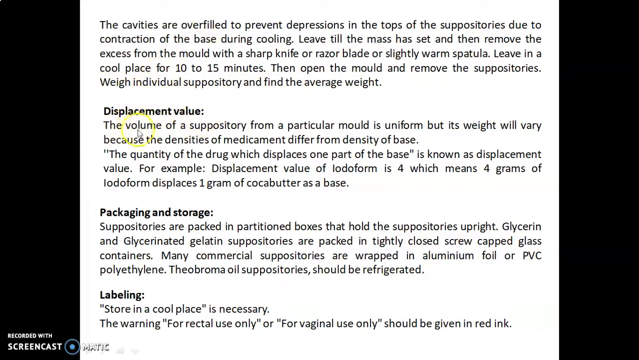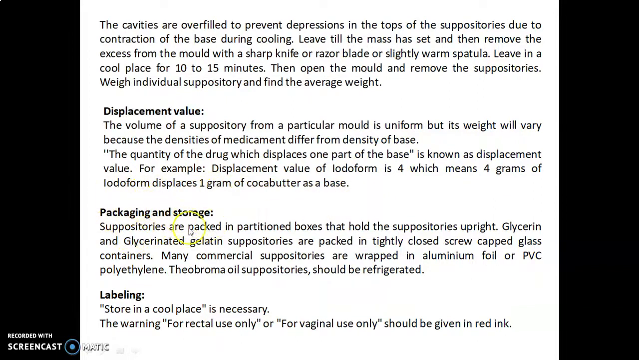Displacement value: the volume of a suppository from a particular mold is uniform, but its weight will vary because the density of the medicament differs from the density of the base. The quantity of the drug which displaces one part of the base is known as the displacement value. For example, the displacement value of iodoform is 4, which means 4 grams of iodoform displaces 1 gram of cocoa butter as a base.